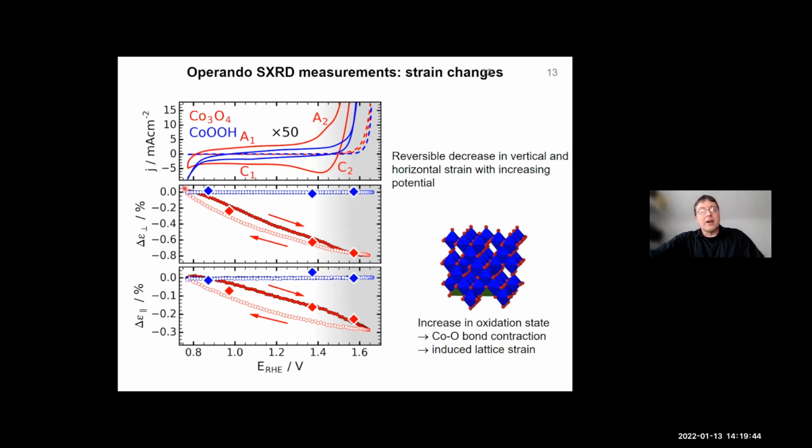We also find in our X-ray diffraction studies that there are strain changes. They are quite substantial in the remaining crystal structure, and that's only for the Co3O4, not for the cobalt oxyhydroxide. We attribute those to epitaxial strain effects, because you form the skin layer and you expect the lattice to be a bit contracted, and this leads to such strain in the horizontal and vertical direction.